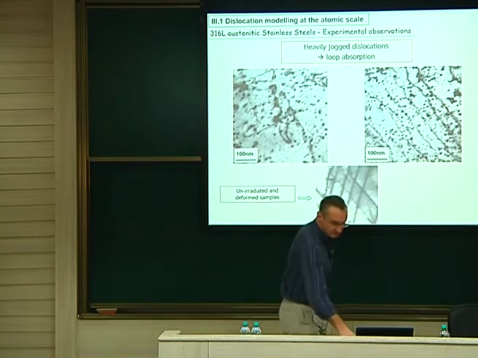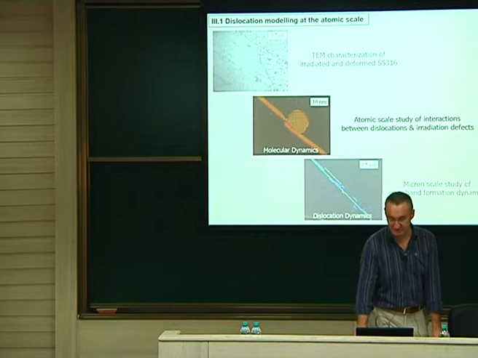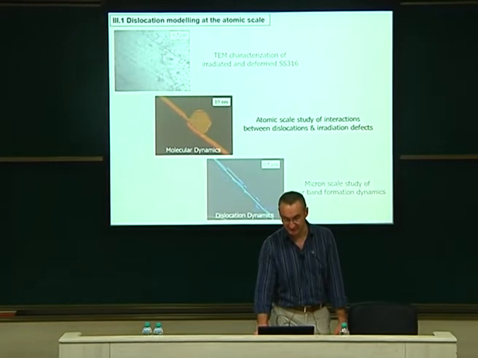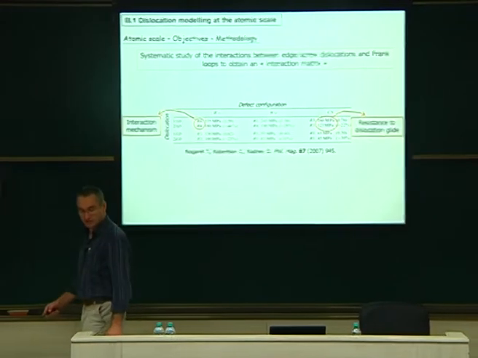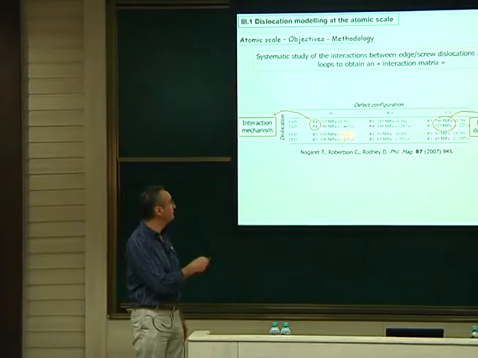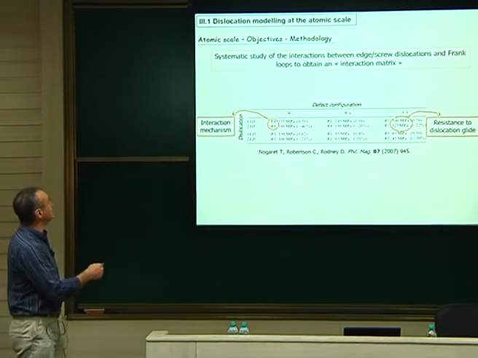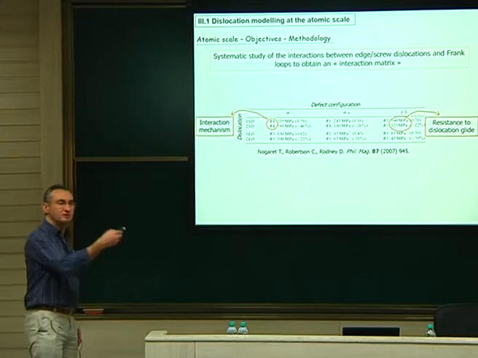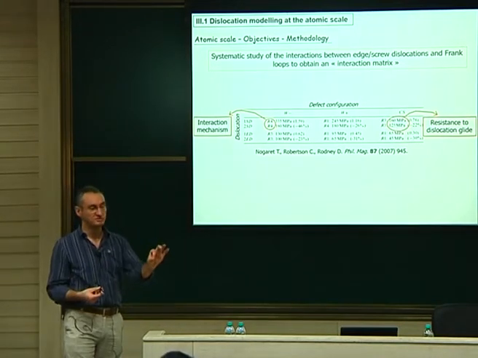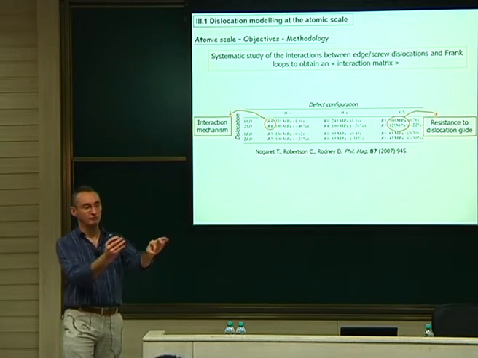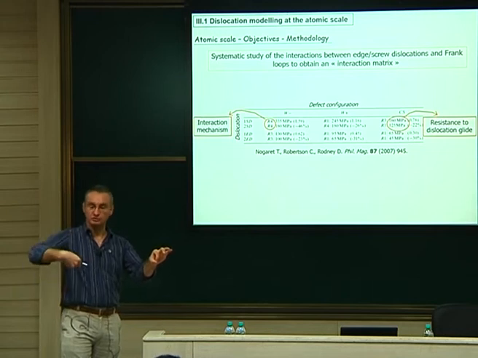Okay? So let's go to MD to have an idea of the local possibilities for a dislocation to react with these defects. This was done by my colleague David Rodney, who wrote this paper, and we had a common PhD student, Thomas Nogaret. The idea first was to look at all the possible interactions between the dislocations and the Franck loops. The Franck loop is in a 1-1-1 plane with the Burgers vector 1-1-1. It's a faulted loop.